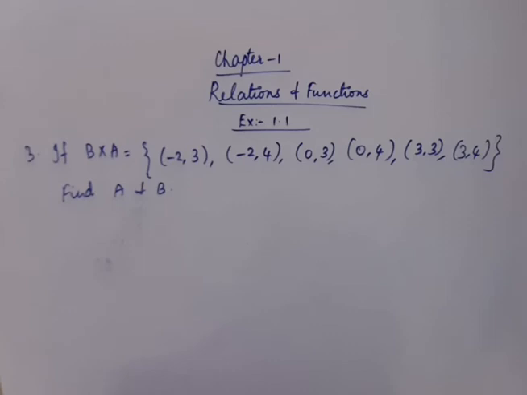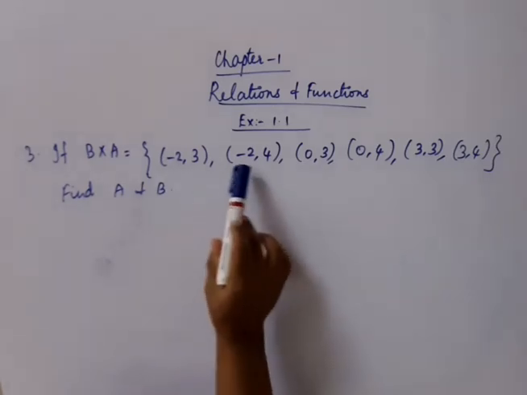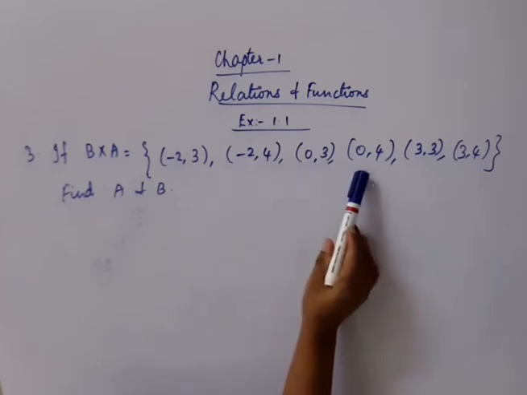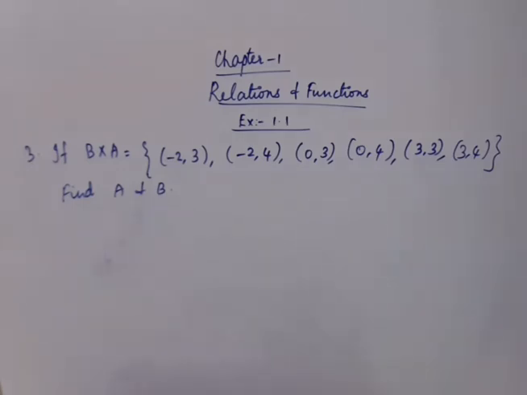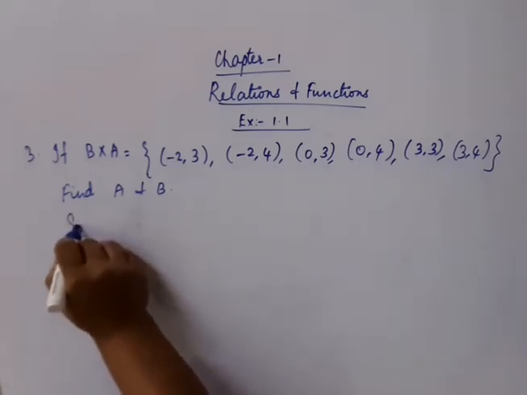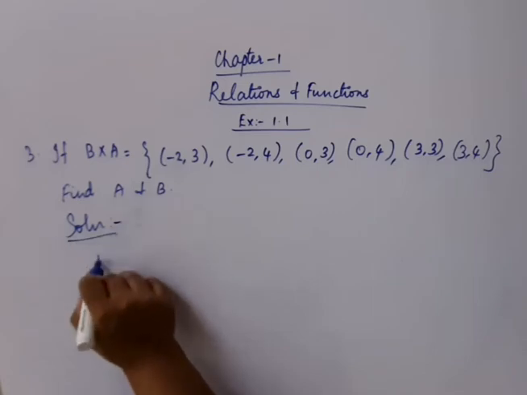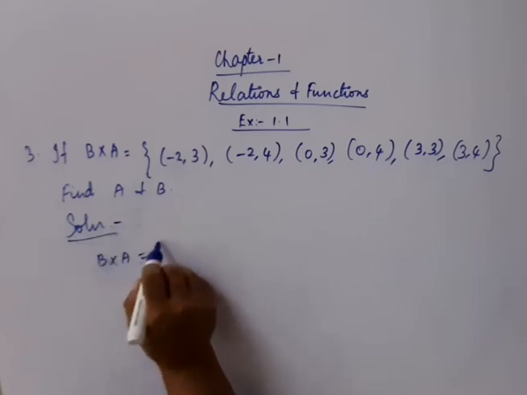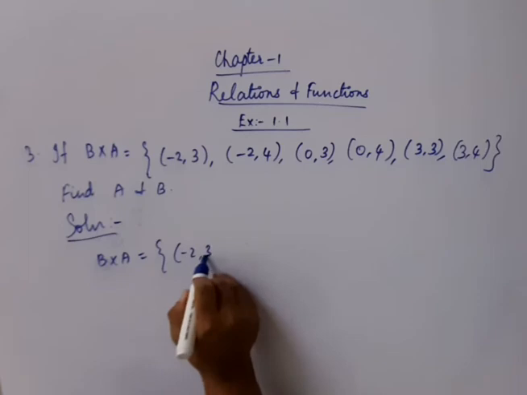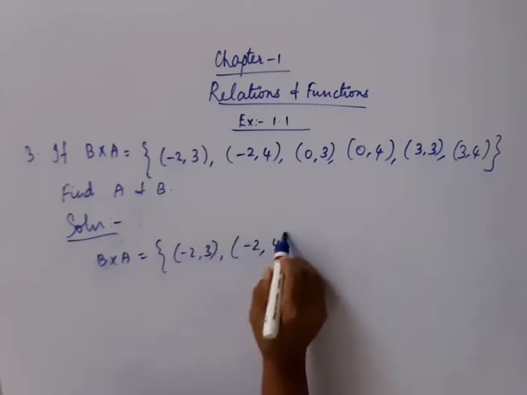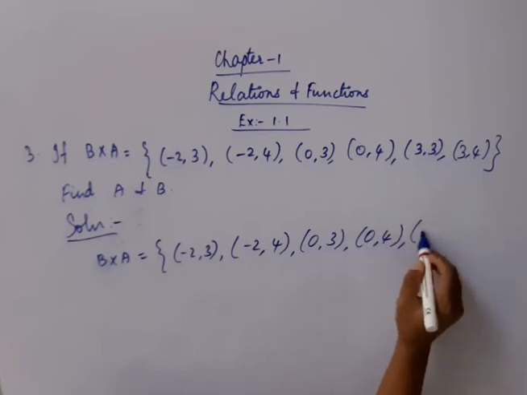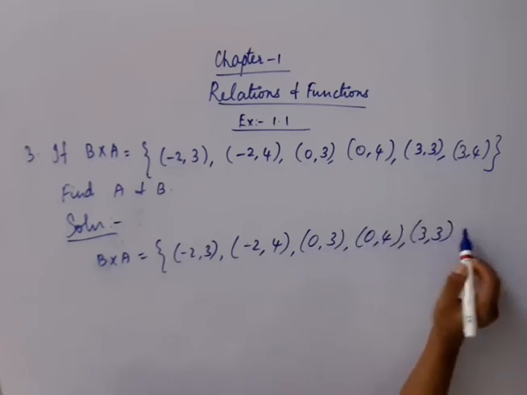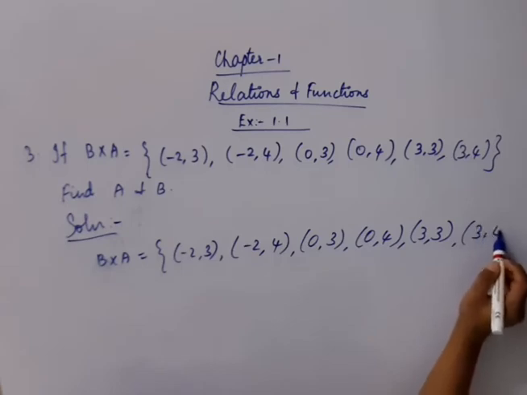Third question. If B cross A is equal to {(-2,3), (-2,4), (0,3), (0,4), (3,3), (3,4)}, find A and B. Solution. We have B cross A as (-2,3), (-2,4), (0,3), (0,4), (3,3) and (3,4).